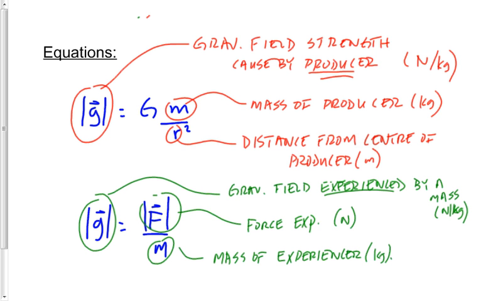So which one do we use in a given problem? Depends. What do you know more about? If you know more about the producer, use the producer equation. If you know more about the experiencer, use the experiencer equation. If the board marker is a certain distance above the Earth, and you know something about the Earth, then use the first one. If you know something about the board marker, then use the second equation. If you know something about both the board marker and the Earth, then it doesn't matter which equation you use. Find the field strength caused by the Earth, find the field strength experienced by the board marker. It's the exact same thing. Doesn't matter.